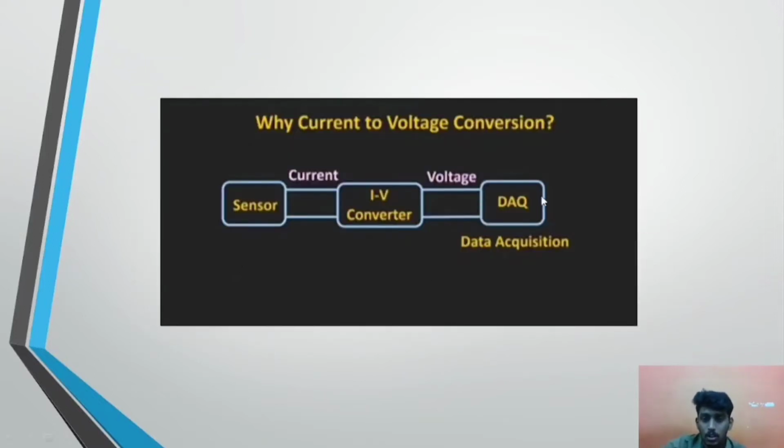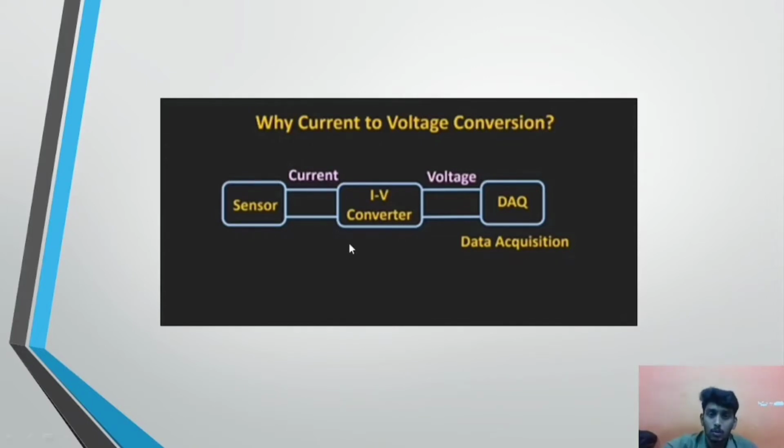For data acquisition you need a voltage, but the sensor output is a current. The input required for the data acquisition is voltage, so we use the IV converter to convert the current to voltage. Let us say you want to log the data of the photodiode for the entire day using a data acquisition system. This type of system accepts data in terms of voltage, so you need to convert the current to voltage. The I to V converter is also an example of a current controlled voltage source.